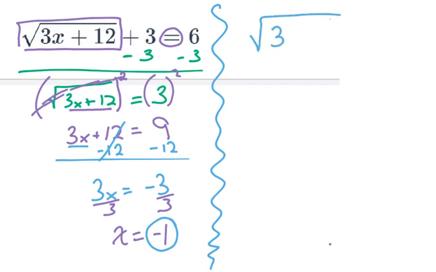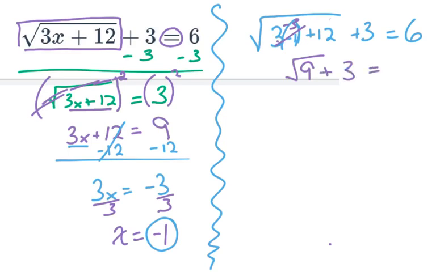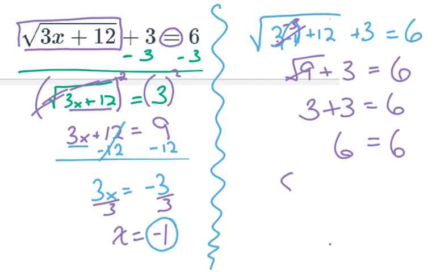So I have 3 times negative 1, plus 12, and then outside is a plus 3, and we want that to equal 6. So simplify what's inside. 3 times negative 1 is negative 3, plus 12 is 9, plus 3 is 6. So the square root of 9 is 3, plus 3 is 6. So 6 equals 6. So your solution is negative 1.